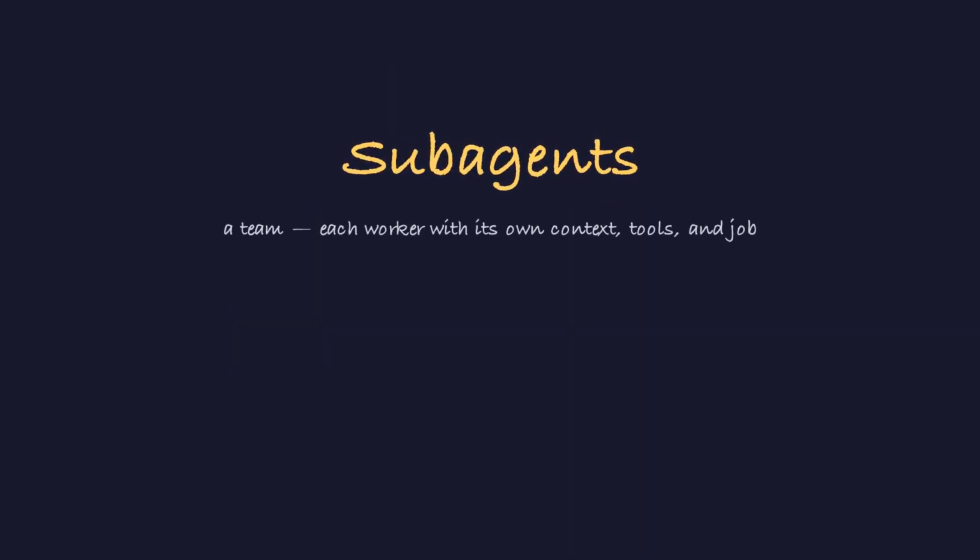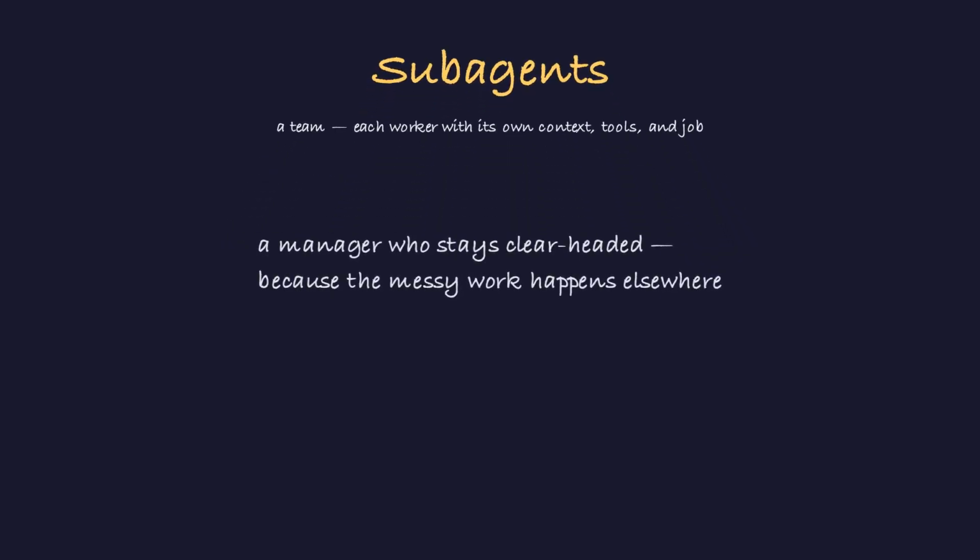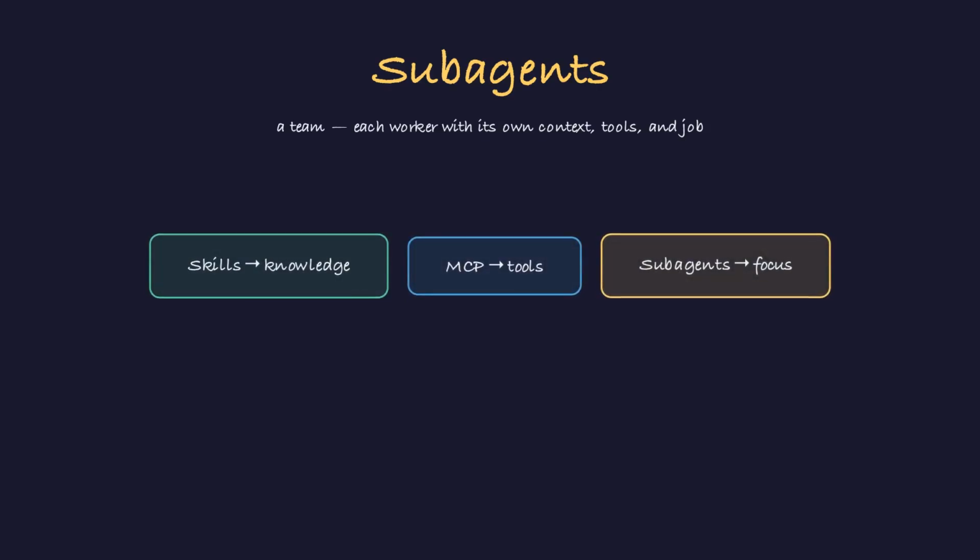One agent has one mind that clogs up. Subagents give you a team, each worker with its own clean context, its own tools, and its own job. Coordinated by a manager who stays clear-headed because the messy work happens elsewhere. Fresh context in, final answer out. And notice the theme across all of this: skills, MCP, subagents. It's about giving an agent the right knowledge, the right tools, and the right focus.